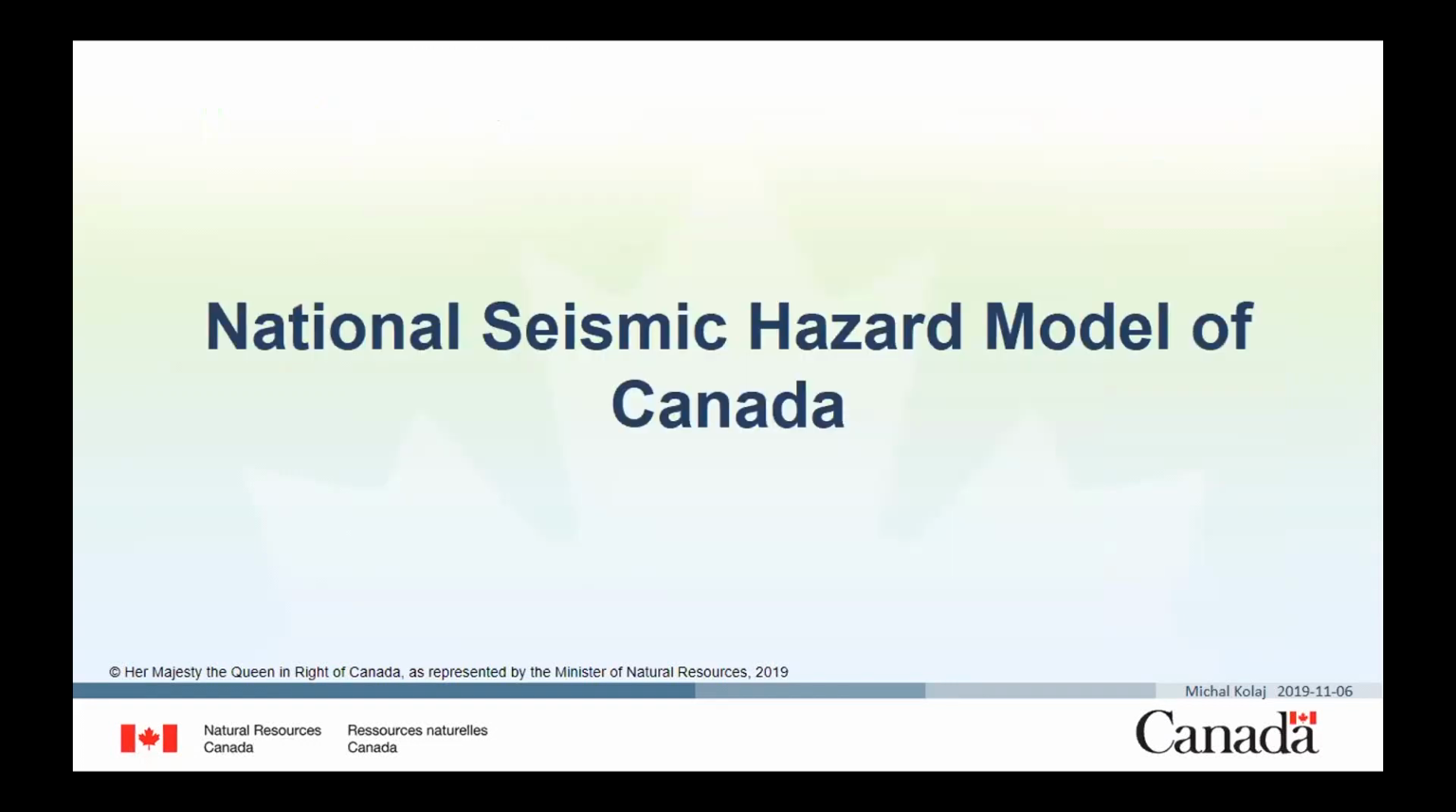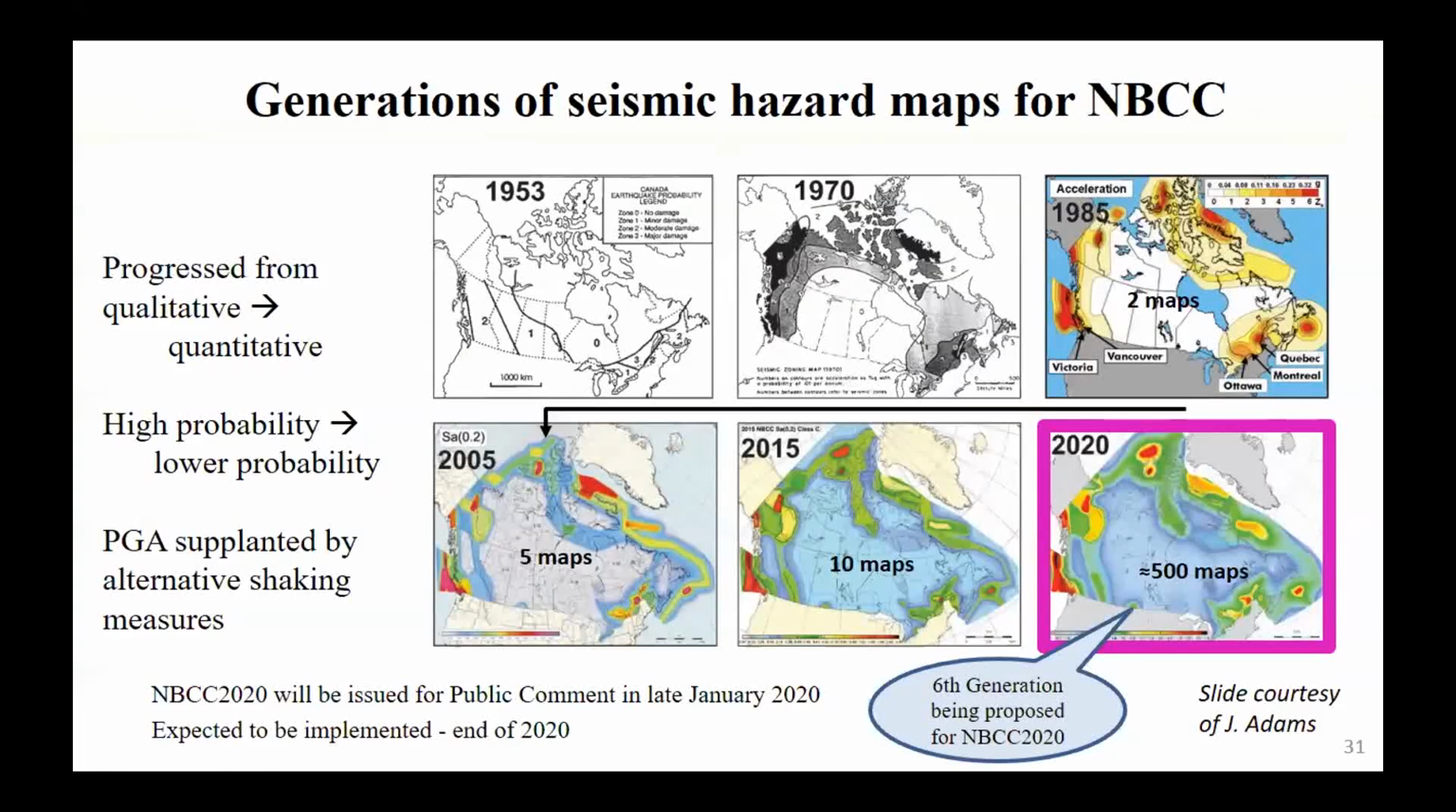So I'll talk a little bit about some of the components of the national hazard map. We've been doing this for a long time, since about 1953. And the maps have really progressed from kind of qualitative assessments. So at the beginning, we basically just drew zones, or somebody drew zones, and then assigned a number to it based on what they perceived the seismic hazard was in that zone, all the way from 0, which we would say no damage, to a zone 3, which we call major damage.